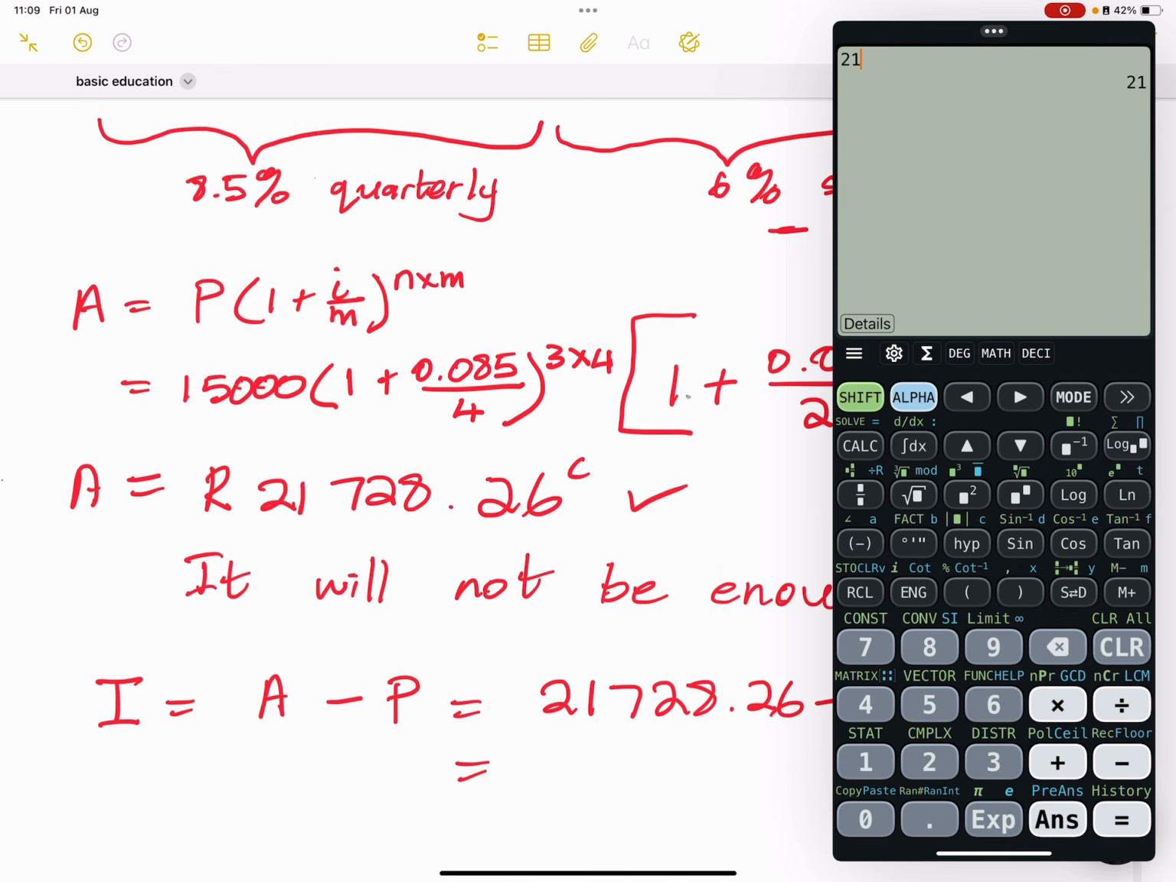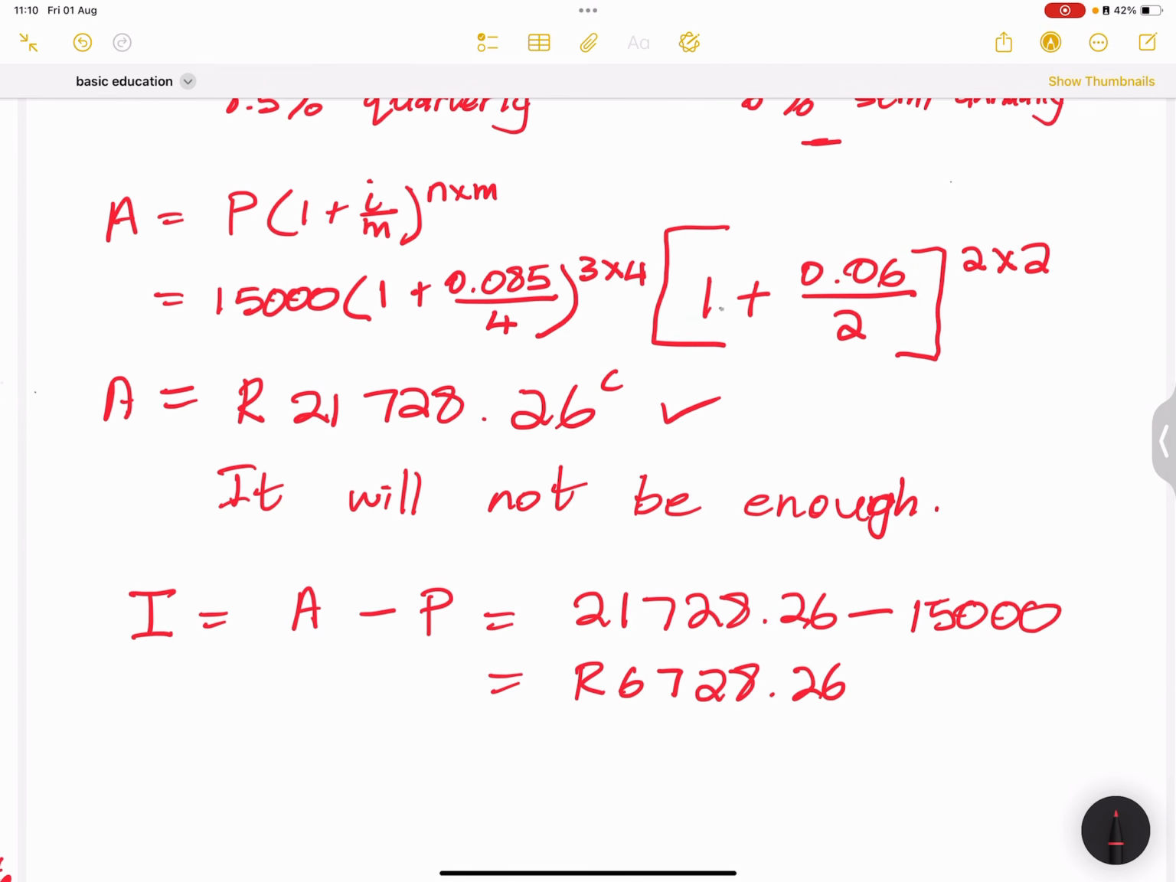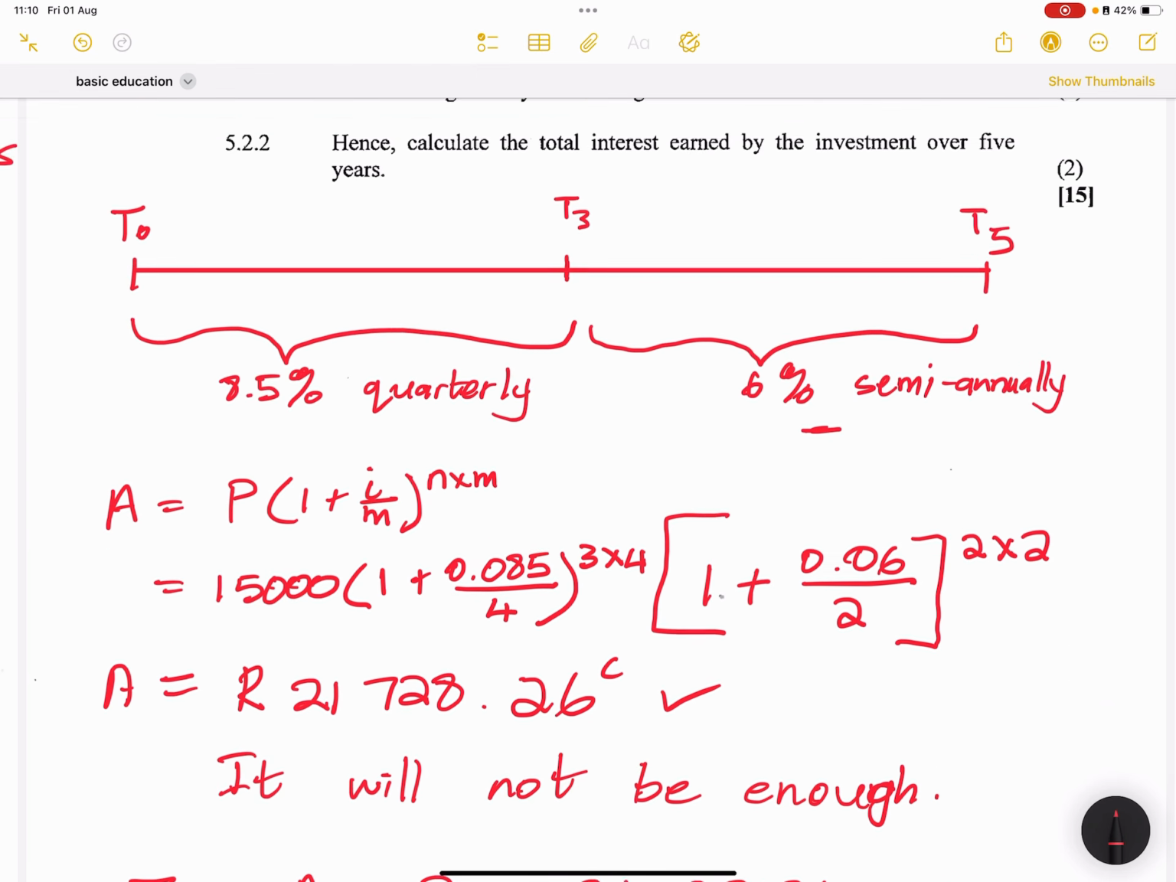21,728 and 26 cents. And we're going to subtract 15,000, which is the money that he put in. So which means the interest that he's earned over that period is 6,728 rands and 26 cents. So that is the amount that Timo would have earned in terms of interest during that period.